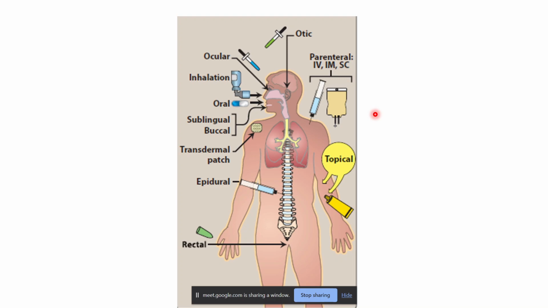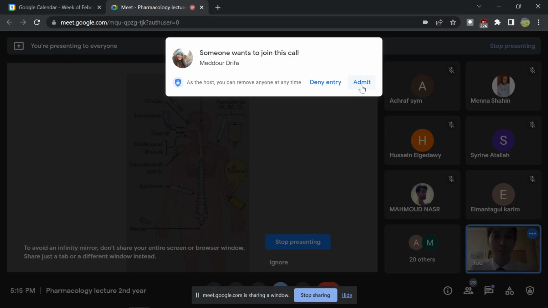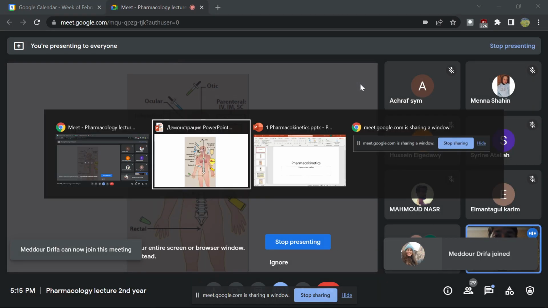Then there are other ways. The third type is actually other ways, and there are so many of them, for example topical, like administration of ointment or liniments to the skin, or any drugs that are applied directly to the skin without damage, which is a topical administration.